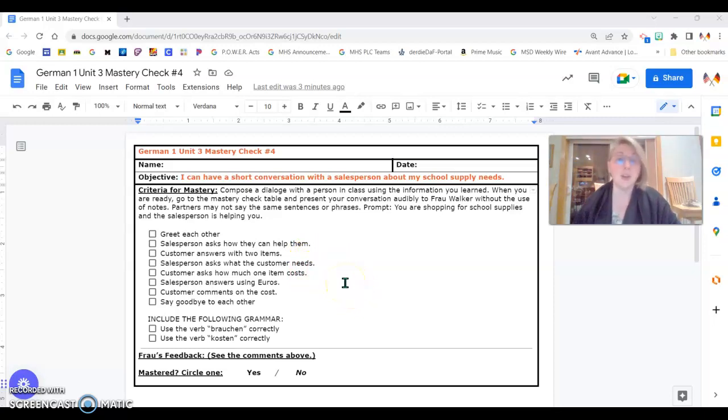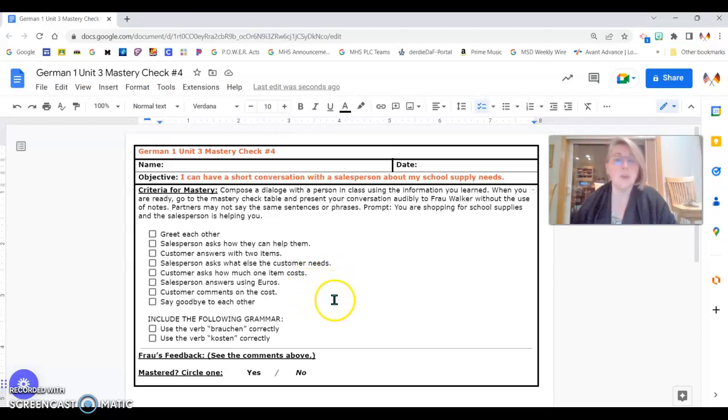Number one, I want you to greet each other. And yes, everything needs to be different. You guys can't copy each other's lines. The salesperson will ask how they can help. The customer will answer with at least two items that they're looking for. The salesperson will then ask what else the customer needs. And then the customer will ask how much those items that they've chosen are going to cost.